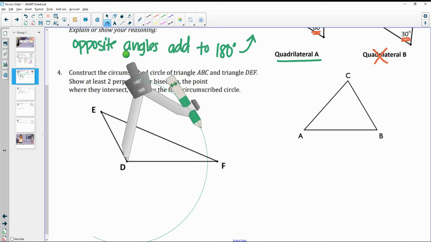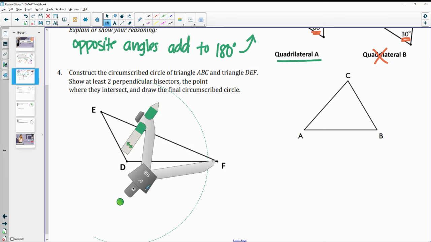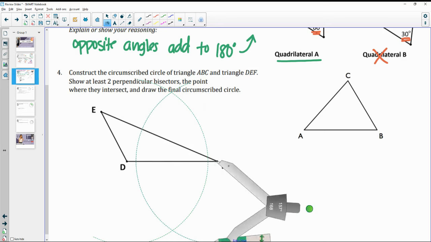So we're going to do this way. Then I'm going to keep the circle the same size and move it to the next vertex and draw my arcs again.